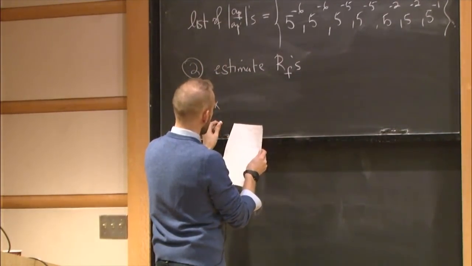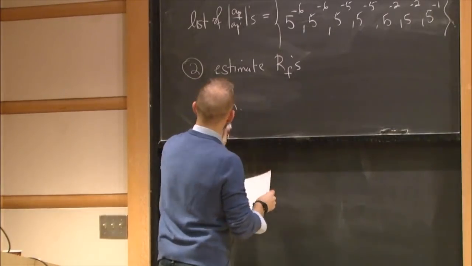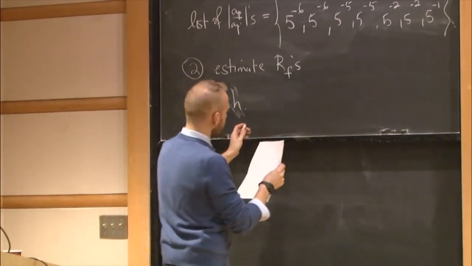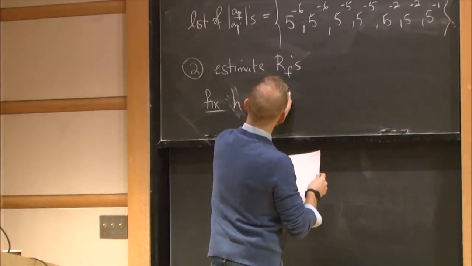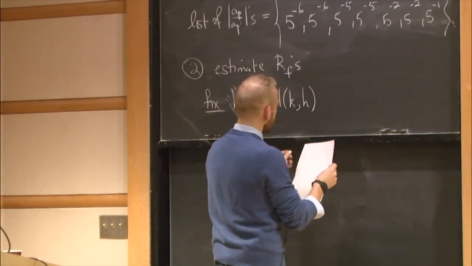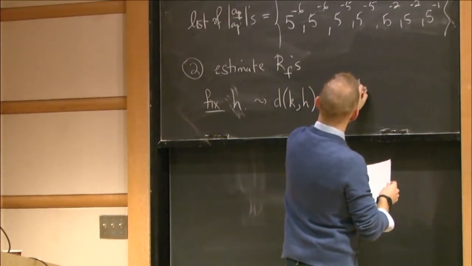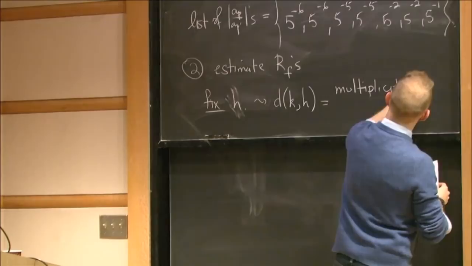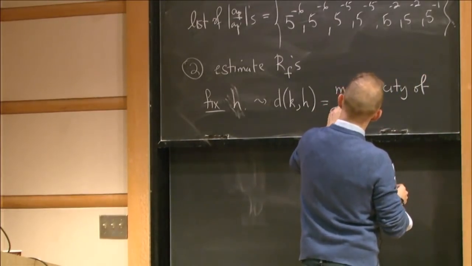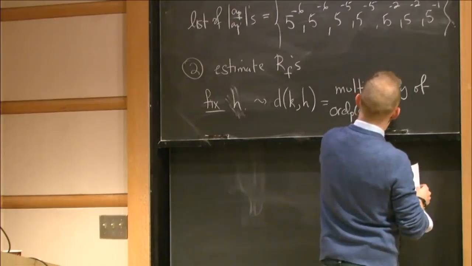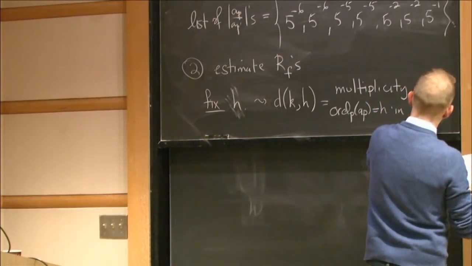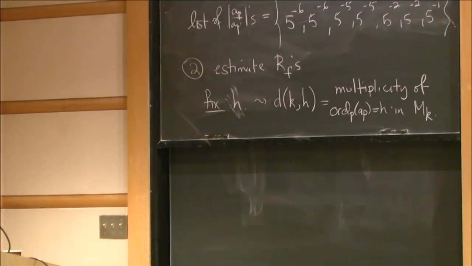Let me fix H. Okay, and let me define d_{k,h} to be the multiplicity of ord_p(a_p) = h in M_k. So I fix a slope h, or a p-adic norm if you want, and I count the multiplicities of times that norm appears in the space of modular forms. That's some function that I can generate. It's a function of k.